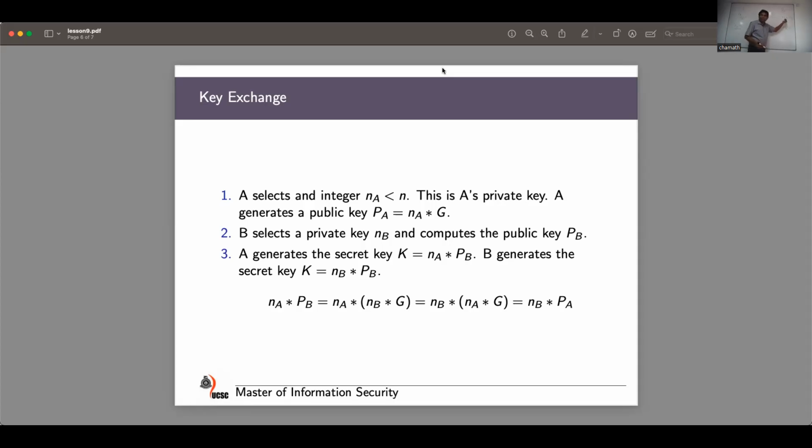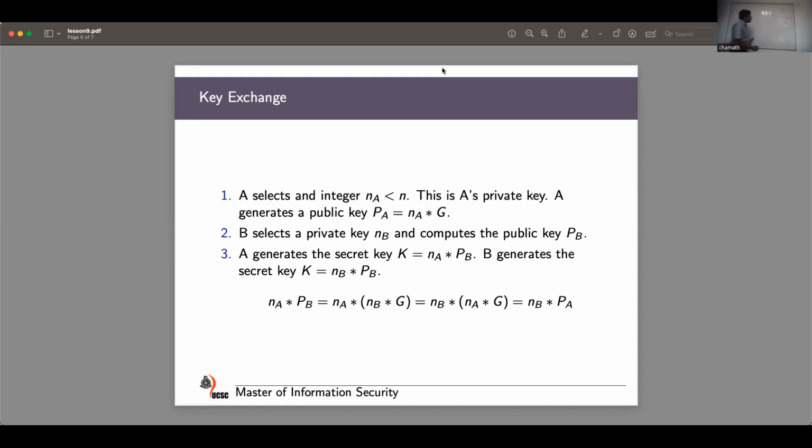Sometimes we may get confused because it looks like Bob gets to know about NA and G. No, Bob gets to know NA into G, that final value, the final point, not these parameters. Okay. Once Alice gets this, Alice multiplies this by NA. So Alice gets NA into NB into G.